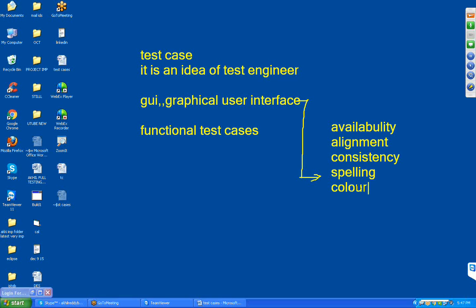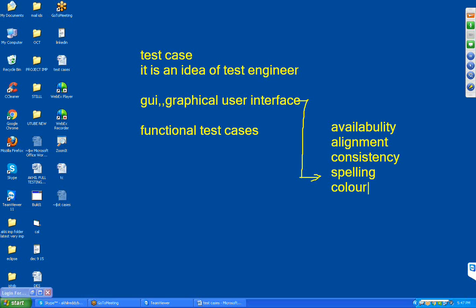What happened? Did I say any mistake? Okay, both of you are saying really great. At a time you are saying the answers. It's really great. Really proud. Why? Because both are saying the same: availability, alignment, consistency, spelling, and color. Great. Shabash, madam. Shabash.